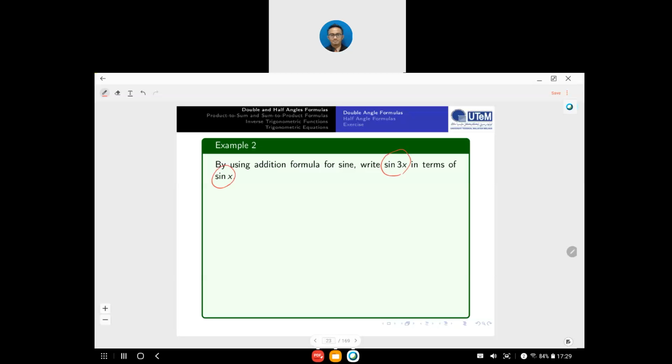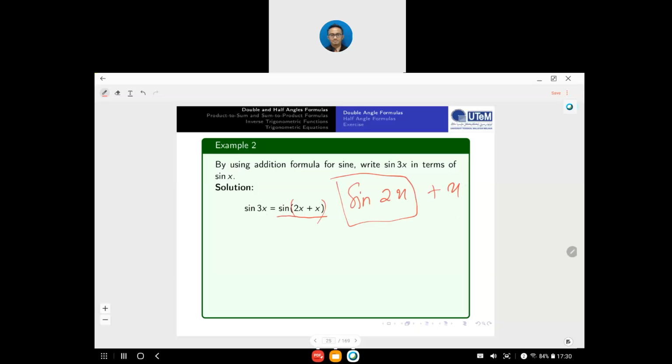So we know that by using the addition formula, sine 3x is also equal to sine (2x plus x). Okay, make sure you put in the bracket. Jangan tulis sine 2x plus x. Different ni. Ni maksud dia apa? Sine ni angle dia hanya 2x. Dia tak ada masuk ni. So that's why you must put in the bracket.